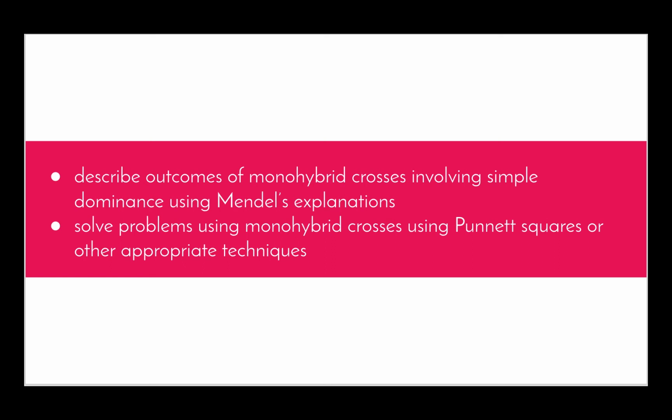This video is going to be looking at two syllabus dot points: describe outcomes of monohybrid crosses involving simple dominance using Mendelian explanations, and solve problems using monohybrid crosses using Punnett squares or other appropriate techniques. So this video is going to mostly be focusing on the second dot point and go through quite a number of examples on how we use Punnett squares to solve different problems looking at traits that involve one particular allele.